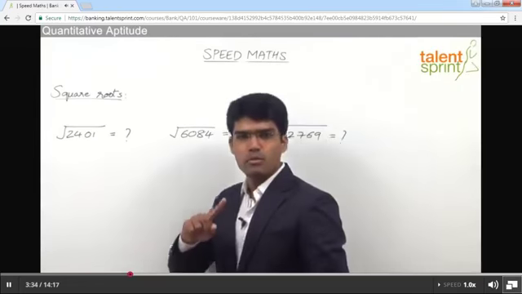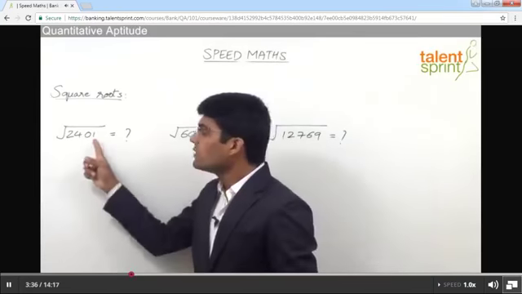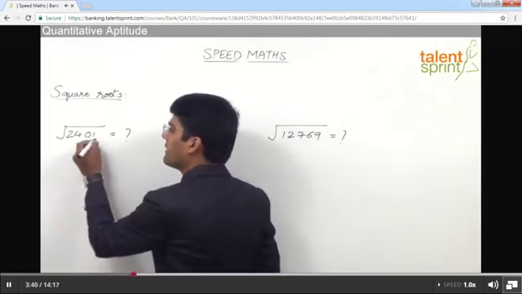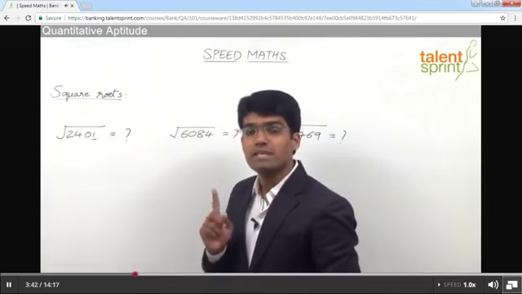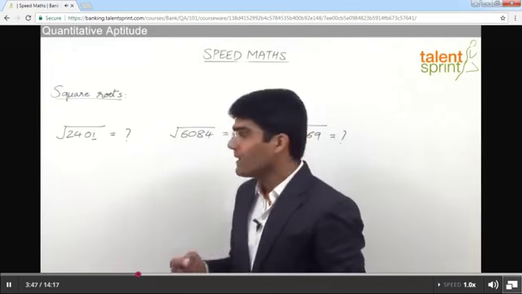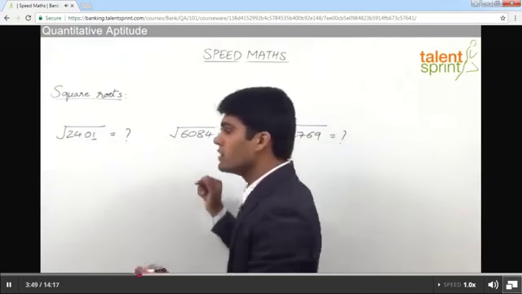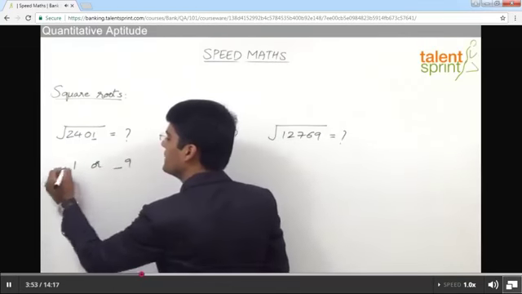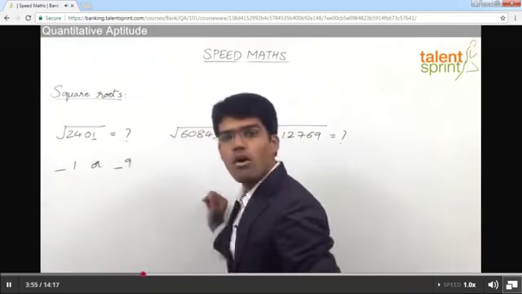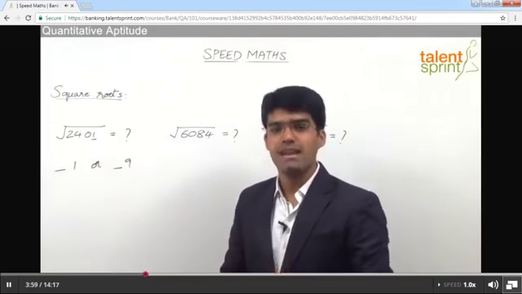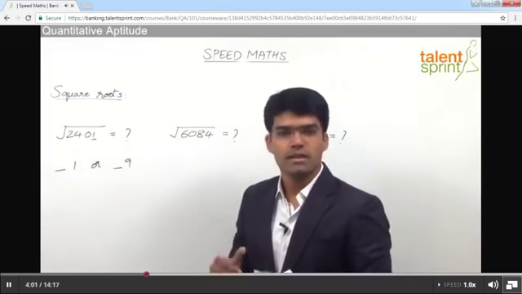Now the first step to be applied here is to check the units place of the given number. Here the number is ending with 1. We very well know that when a number ends with 1, its square root ends with 1 or 9. So very clearly the square root of this number should either end with 1 or it should end with 9. That means the units place of the answer will be 1 or 9. So that's the first step to be followed. First of all, decide what will be the units place for the answer.